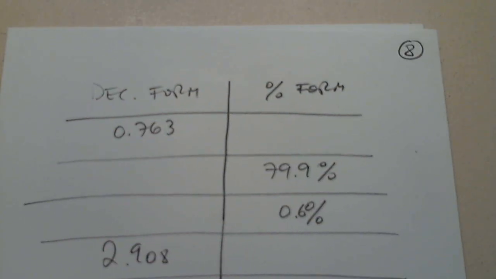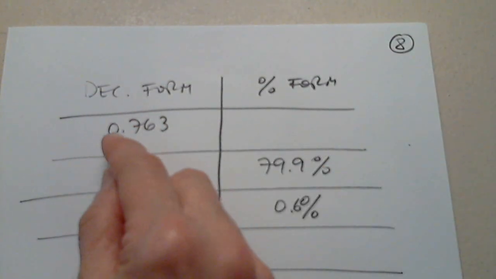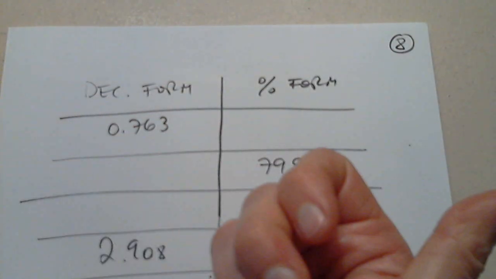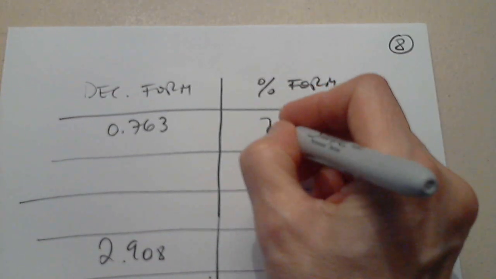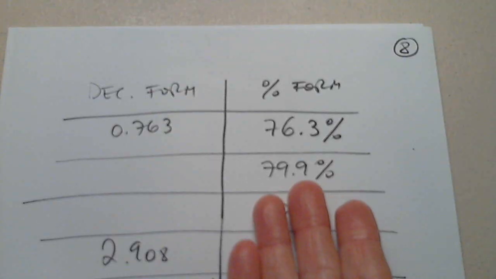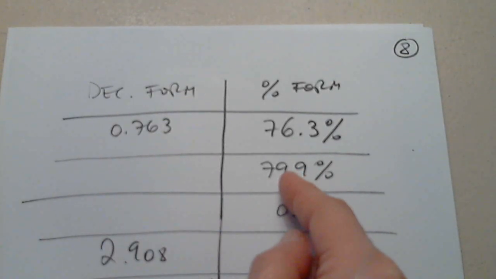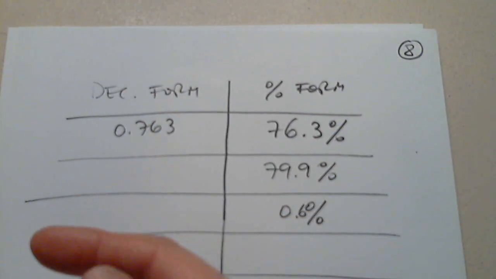So, to change the decimal form into percent, we move the decimal digit 2 to the right. To change a percent into a decimal form, we move the decimal point 2 to the left.